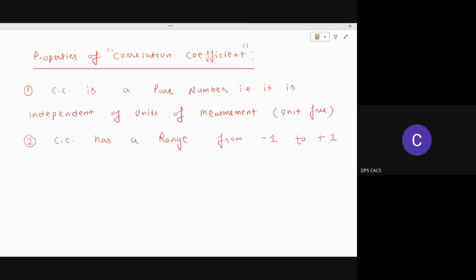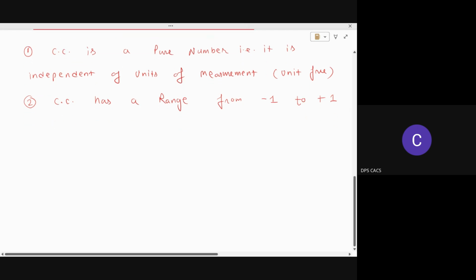Clear? And minus 1 and plus 1 are included in it. I am not saying between, I am saying from. That means from minus 1 to plus 1. Please write down in point 3.